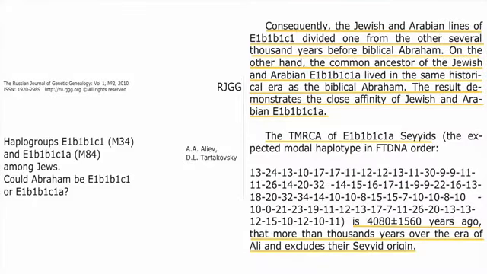Consequently, the Jewish and Arabian lines of E1b1c1 divided one from the other several thousands of years before biblical Abraham. On the other hand, the common ancestor of the Jewish and Arabian E1b1c1a lived in the same historical era as the biblical Abraham. The result demonstrates the close affinity of Jewish and Arabian E1b1c1a. The TMRCA of E1b1c1a Saids is 4,080 plus or minus 1,560 years ago. That is more than thousands of years over the era of Ali and excludes their Said origin.